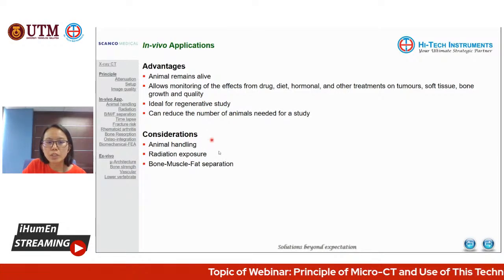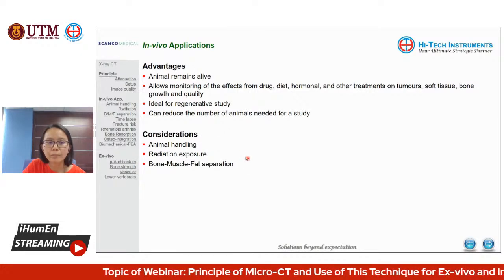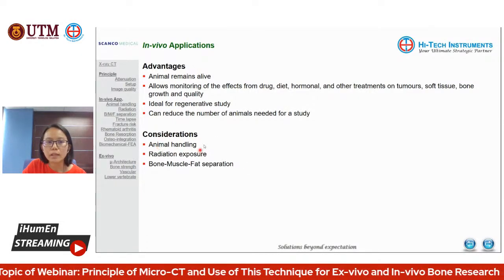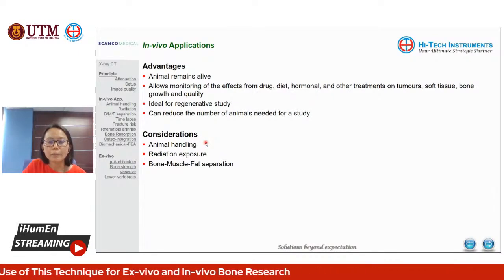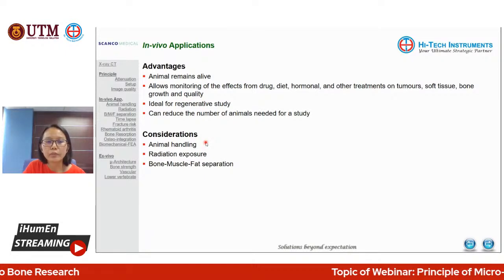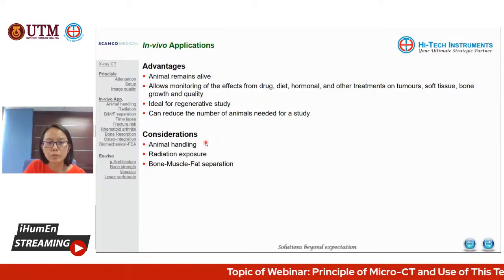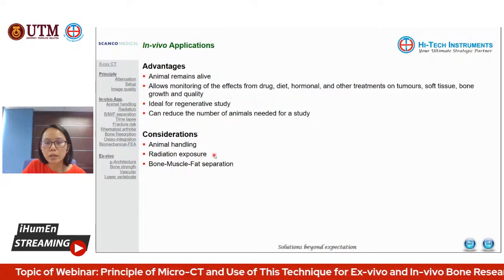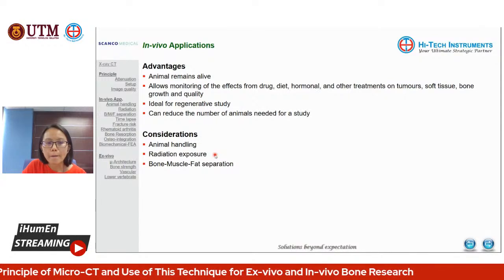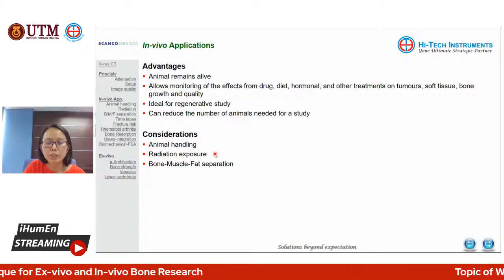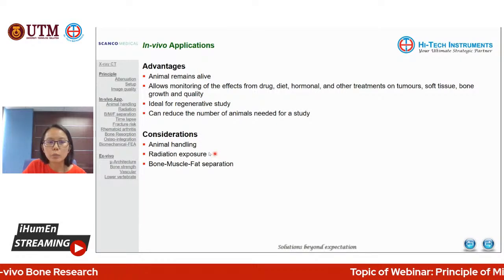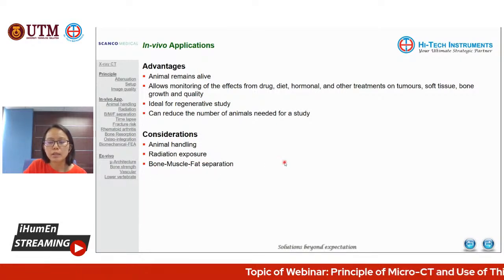And for the considerations here, when we start the in vivo experiment, first will be the animal handling. You need to make sure the animal is comfortable throughout the scans. So what kind of tools are required to make the animal feel comfortable during the scanning, which I'm going to tell later. And the radiation exposure, I will share with you 2 case studies to see how they study the effects of the radiation on the animal growth itself. And that will be the bone, muscle, fat separations.